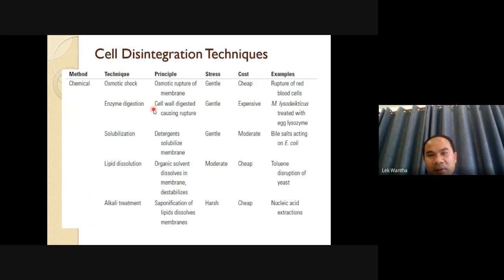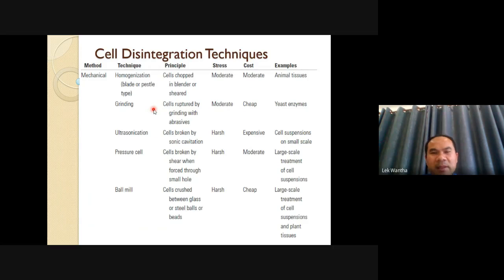And the next one is the most used in the industry. We call it the mechanical. Mechanical, we use the force. That's right. Homogenizer, we use the blade or petal to cut the cell. In this case, the cost is moderate. The condition is moderate. We use this to destroy the animal cell, for example.